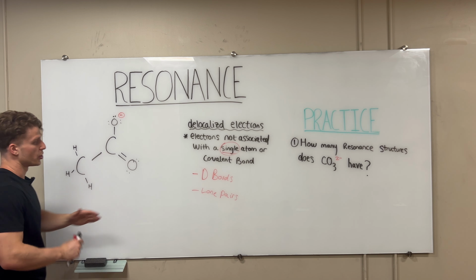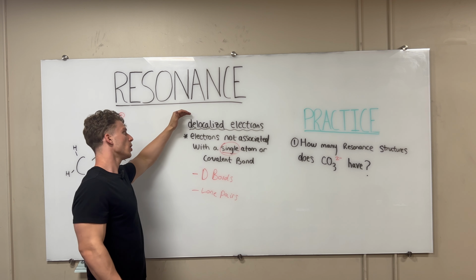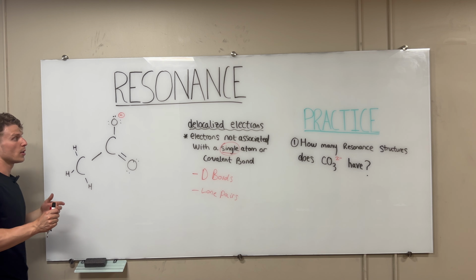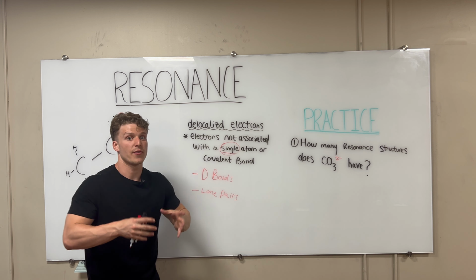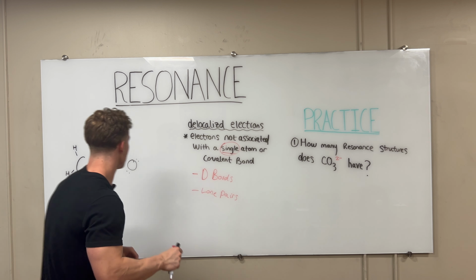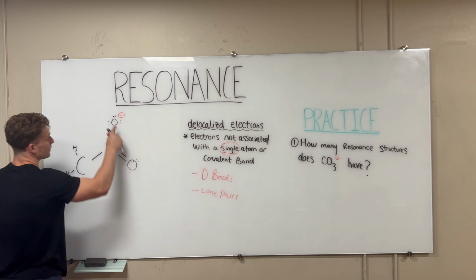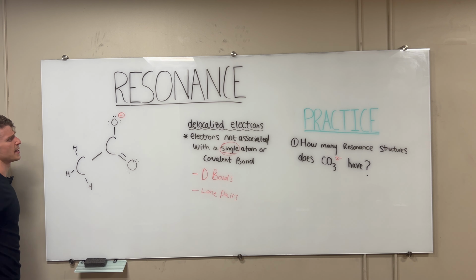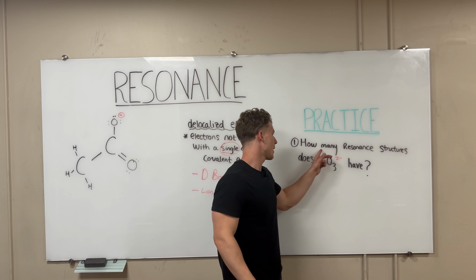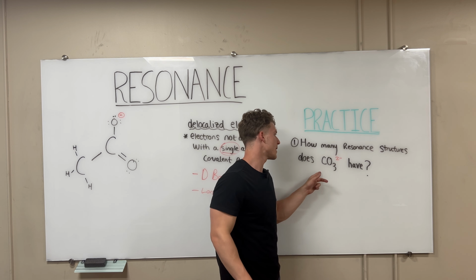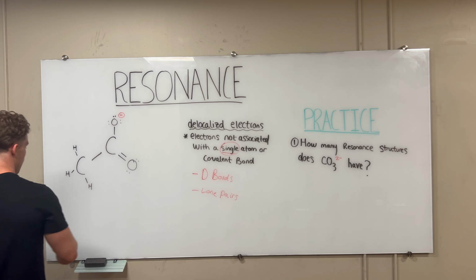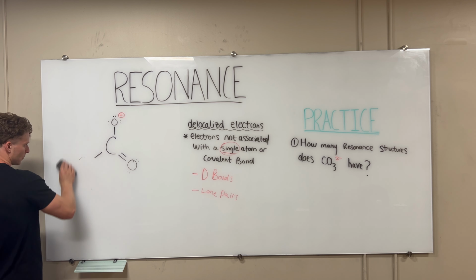So we want to look for double bonds and lone pairs. We want to look for electrons that we can spread out. So delocalized means they don't have a home. They don't have one singular place or bond that they belong to. You could actually spread them out between different atoms in the molecule. So with that being said, let's take a look at CO3 2- and see how many resonance structures we can draw. So let's erase this.